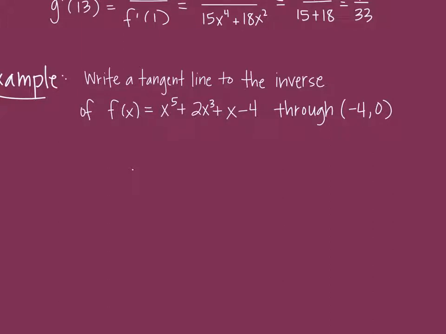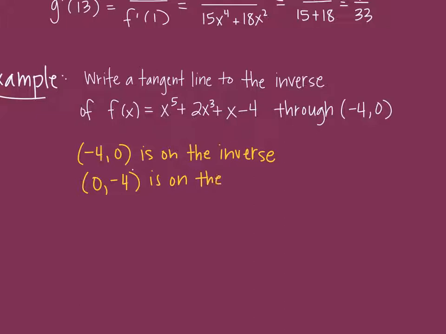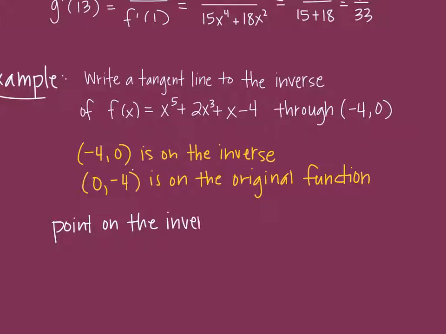So a couple things just to clarify the way that the question goes. Negative 4, 0 is on the inverse. It's not on the original function. So if negative 4, 0 is on the inverse, then 0, negative 4 is on the original function. And we can confirm that, and that is true. And so what we need to write a tangent line is we need our point on the inverse, which we already have. Point on the inverse is negative 4, 0.